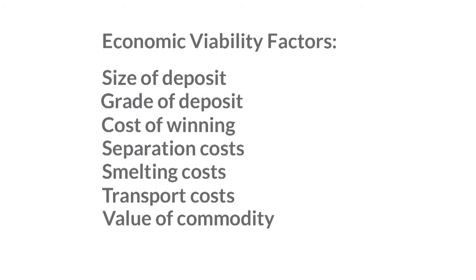There are many factors which, in combination, determine whether or not exploitation of a mineral deposit is economically viable. These are the size of the deposit, that is the total extractable tonnes, the grade of the deposit, the extent to which the ore is mixed with gangue or worthless minerals, the unit cost of winning the ore from the ground, the unit costs of separating the ore from the waste rock and the gangue, the unit costs of extracting the commodity from the ore, generally known as smelting, the cost of getting the ore commodity from the mine to the market, and the present worth of the commodity in the global market. These will now be given further consideration.